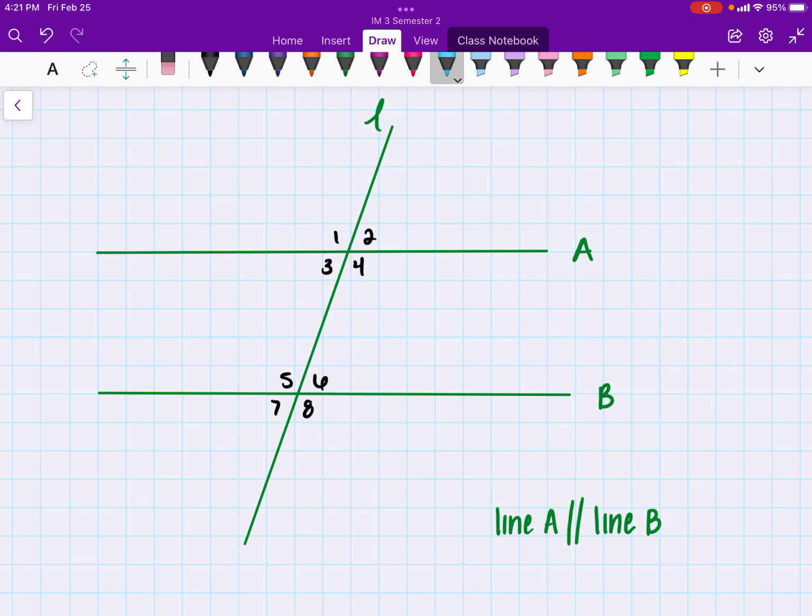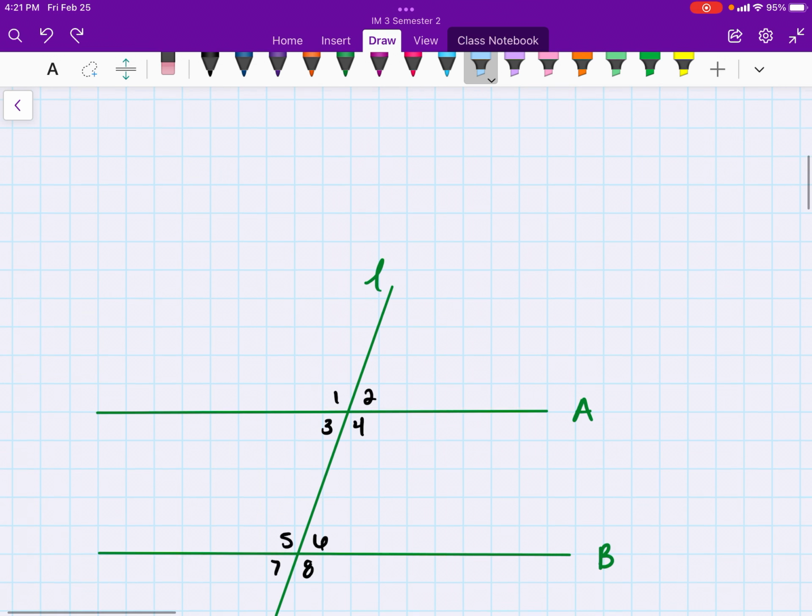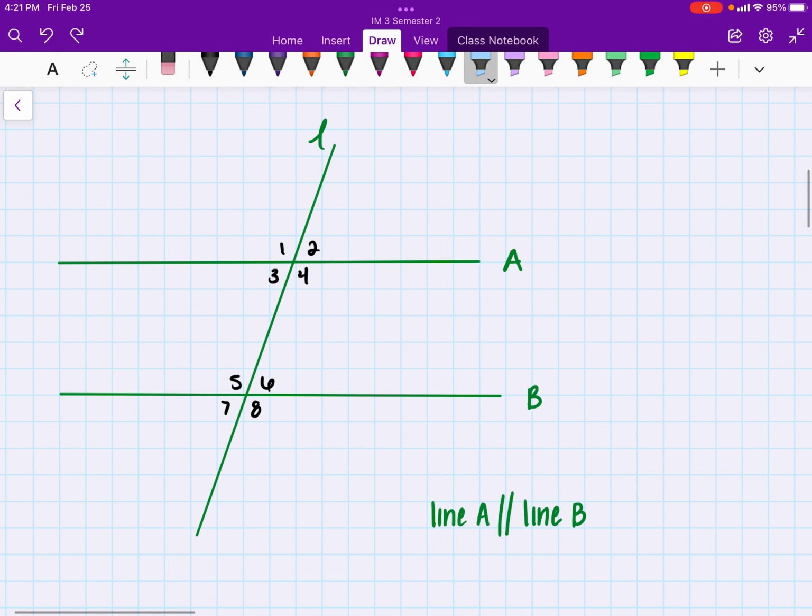In this case, we have two parallel lines, A and B, that are cut by a transversal. Now, we do have a total of 8 different angles here, and we want to go ahead and label them. So starting off, guys, I want to first focus on our supplementary angles. So I'm going to go ahead and write them down.